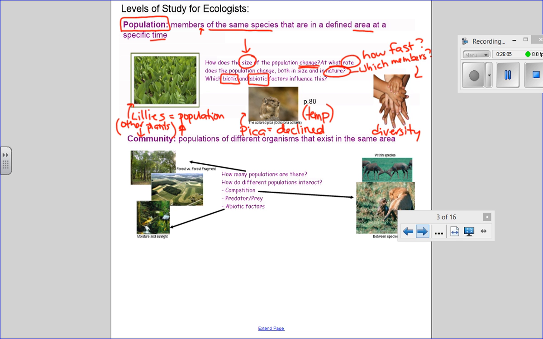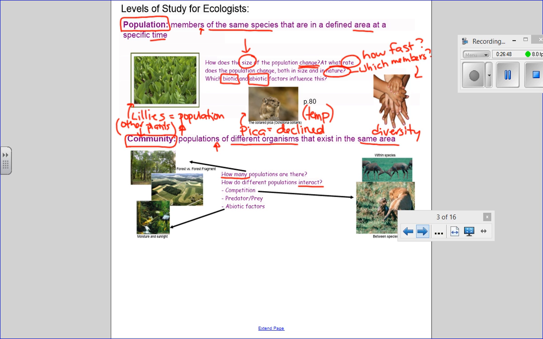The third level of study is where we look at communities. So a community is one step up. A species is just one organism. A population is a bunch of them. A community is where you have populations, plural, of different organisms in the same area. So when we consider a community, we can ask ourselves questions like, how many populations are there? Are there a bunch of different species that live there, or is there maybe only one or two different types of species? And then how do they interact with each other?